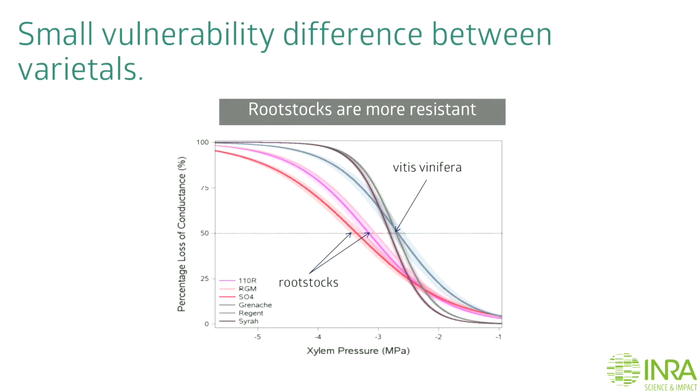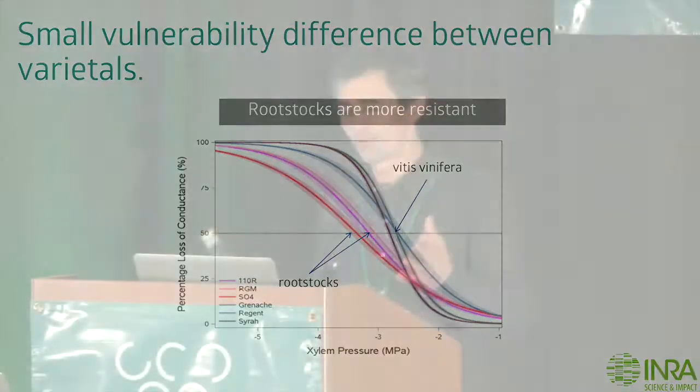So it is important because rootstocks are therefore way more resistant to cavitation, therefore to drought, since we are around 32 bars for a P50 instead of 27 bars. And second take-home, there is no obvious differences between varietals in terms of vulnerability to cavitation.